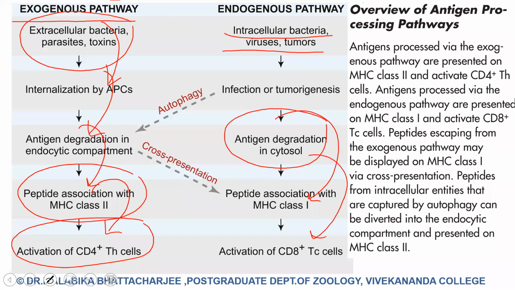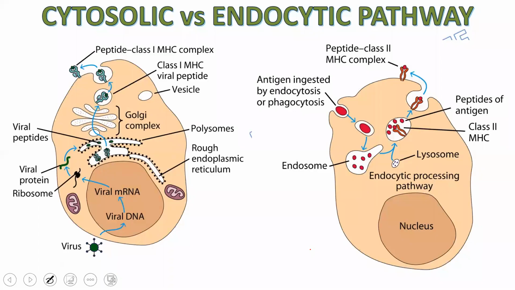So this is a phenomenon known as MHC restriction. That means class 2 will always present antigens to CD4 positive cells. So class 2 is restricted to activate CD4 positive T helper cells, and class 1 is restricted to activate CD8 positive T cytotoxic cells. This is a very simplified diagram of what actually happens. We'll be going into the detail.